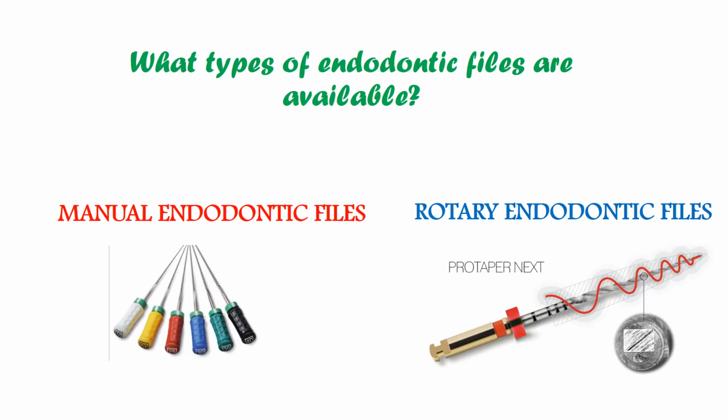Now there are different types of files available in the market. Some are manual endodontic files, some are rotary endodontic files. Earlier, when there was no rotary, when there was no endomotor, all the practitioners used to follow the manual method for root canal treatment. But this method takes a lot of time and effort, and the preparation is not up to the mark with manual files only. Then with the advancement in technology, the endomotor came into existence, and nowadays a lot of people are using rotary endodontic files.